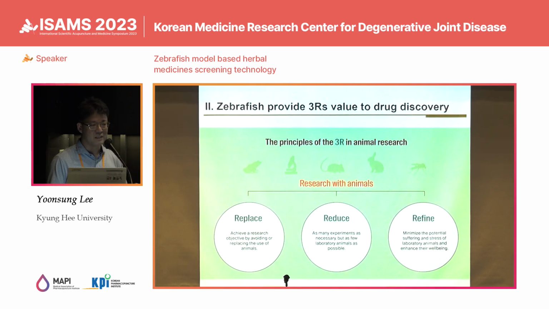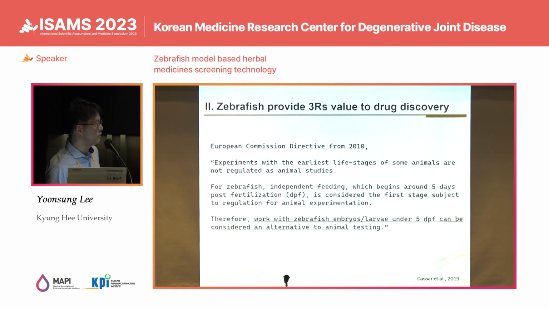And finally, refine means reducing the possible suffering or stress of those animals in the usage of this animal system. The 3 R's are an ethical issue at the same time. And we have very standard regulation for now, especially for commercial usage. It's almost impossible to use rodent animals for now. But what's interesting here is that, from the European Commission directive from 2010, fish can be a good alternative animal based on this regulation. Before 5 days post-fertilization, zebrafish can be used for lots of screening platform work.